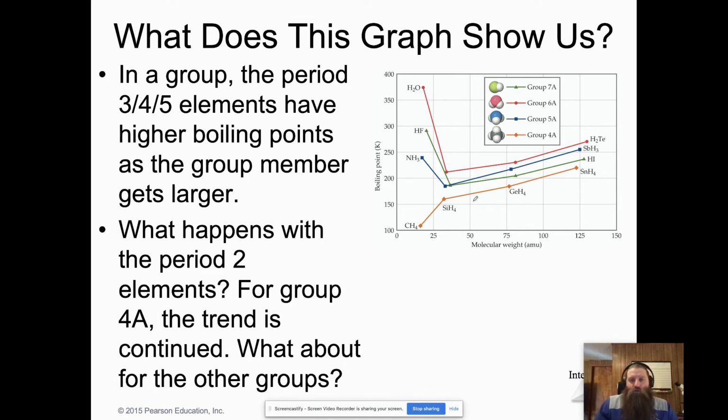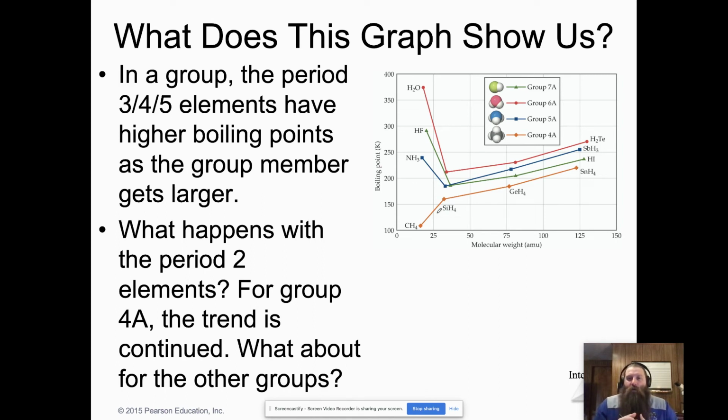So the general trend, if we just look from the right to the left, seems to be that the trend should go down. And with CH4, we actually see that that trend does go down. But with NH3, HF, and H2O, we have these drastic departures from that trend. So what's going on in these period 2 elements? Well, it's pretty obvious, right?